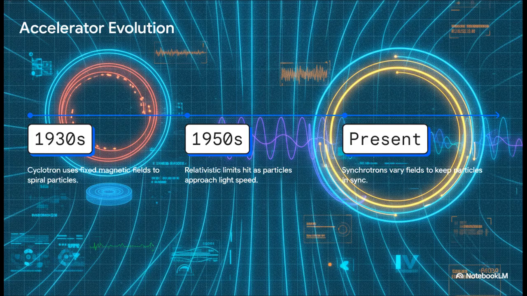By using a magnetic field to continuously steer protons in a circle, they could repeatedly loop the particles back through a small electric accelerating gap. With each lap, the particles gain speed and rapidly spiral outward. But there was a catch.